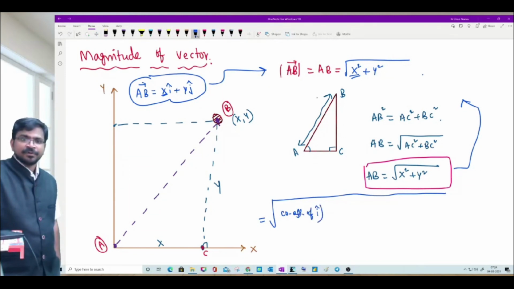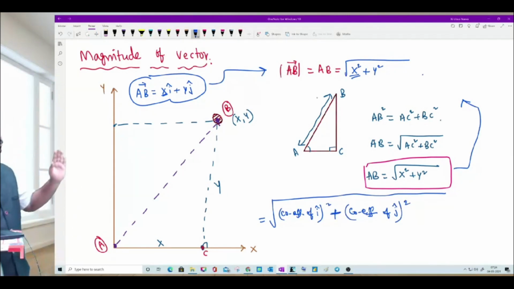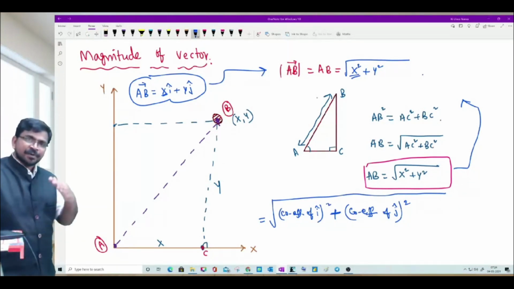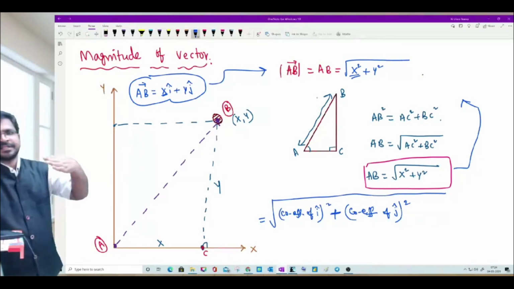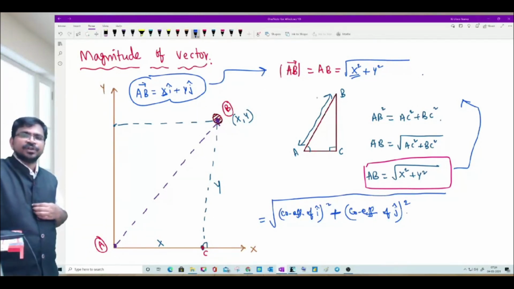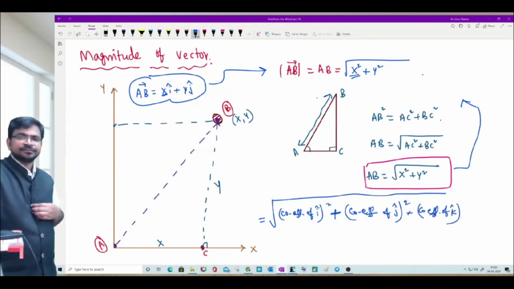So the magnitude is the square root of the coefficient of i cap whole square plus the coefficient of j cap whole square. The coefficient of i square plus the coefficient of j square under the square root will give you the magnitude. Suppose you have the third z axis also, you will get the coefficient of k square as well.